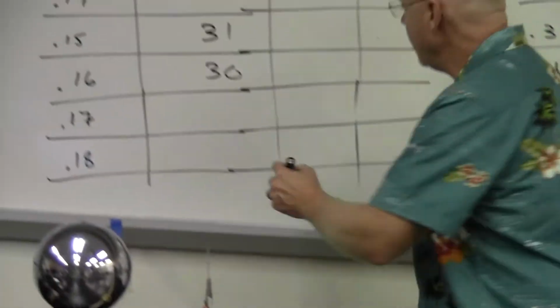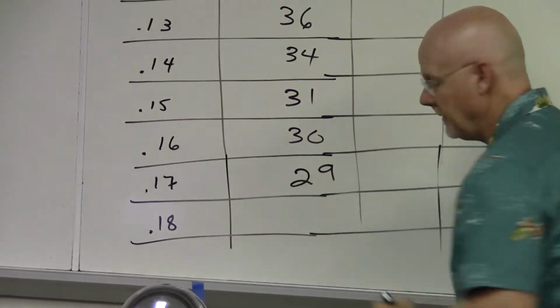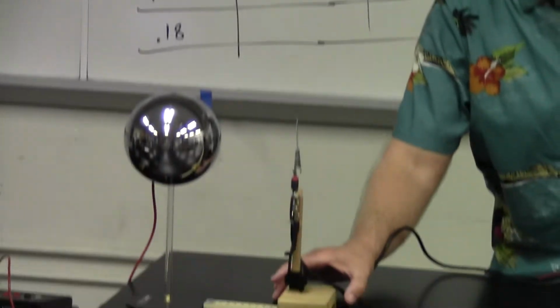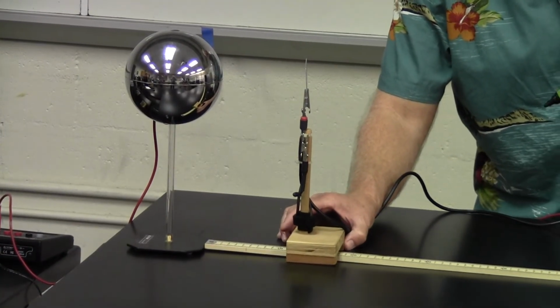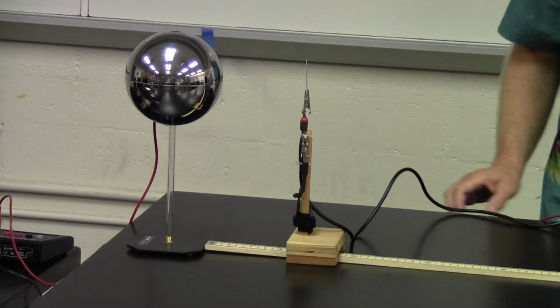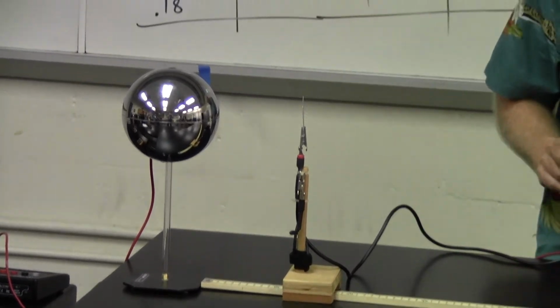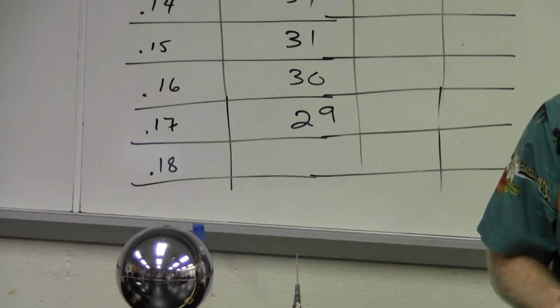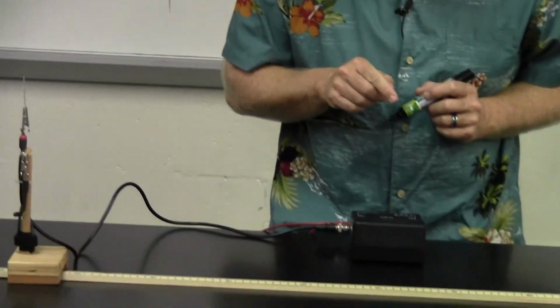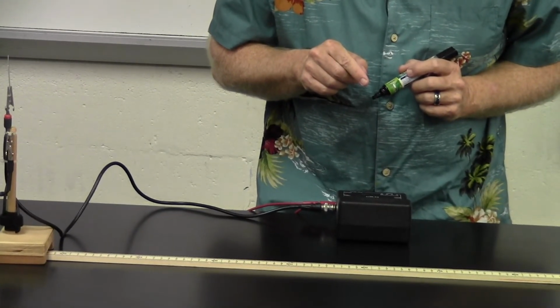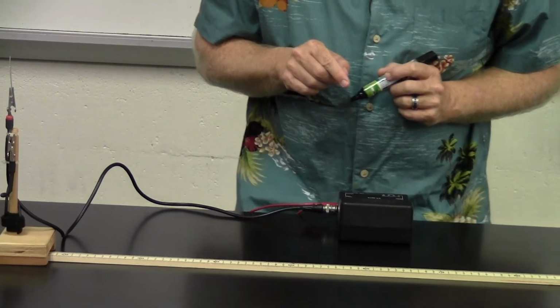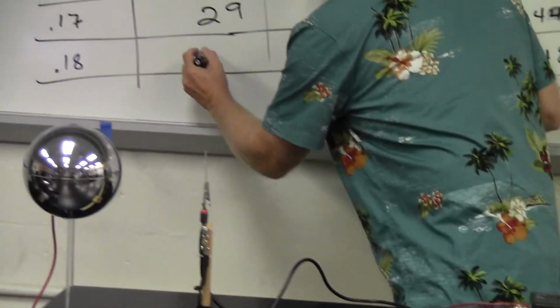Let's go with 29. Now, the scale's kind of nice. I'll go one more here and then I'll show you something. Let's call that a 20. Oh, maybe I'll call it a 28.